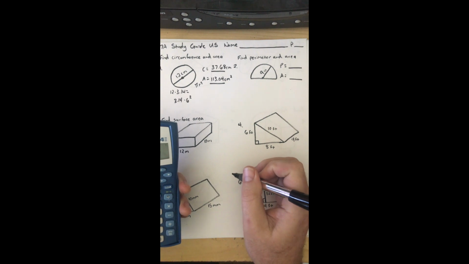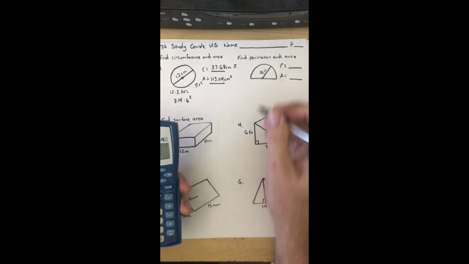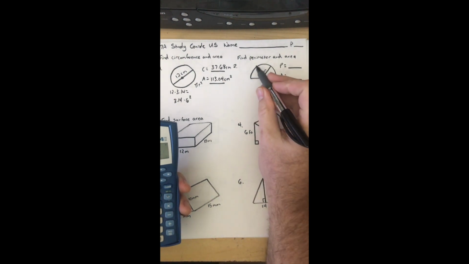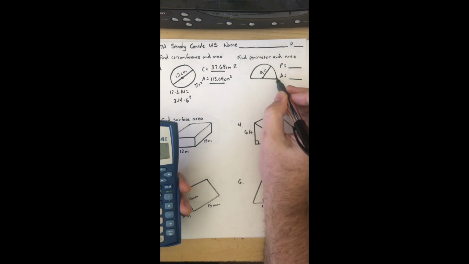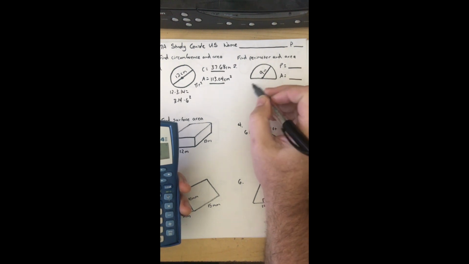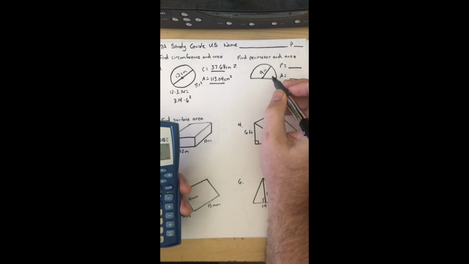Okay. Moving along to number 2, we're finding the perimeter and the area of the semicircle. Of course, the perimeter is going to be half of the circumference with the diameter added to it. And the area, of course, is just half of pi r squared.